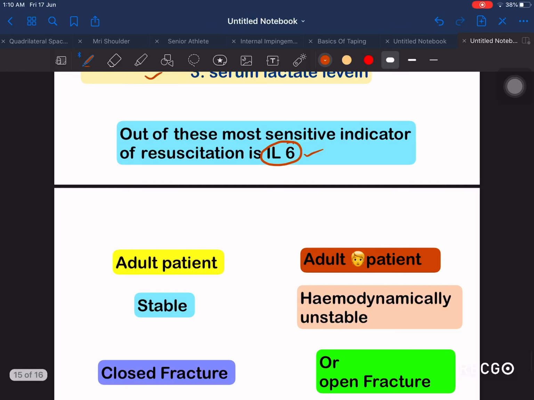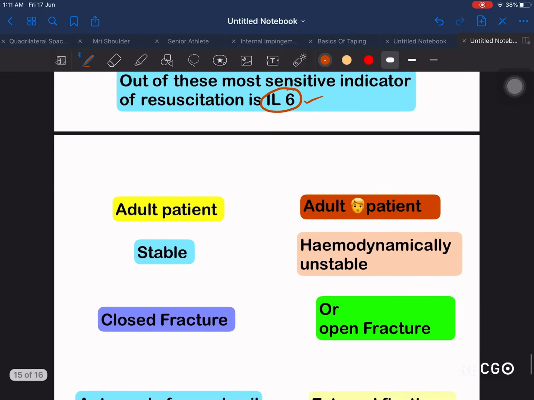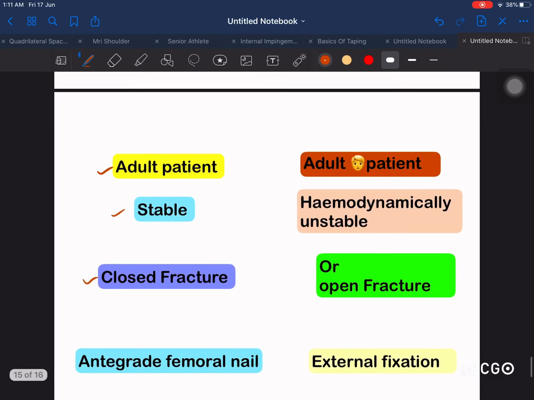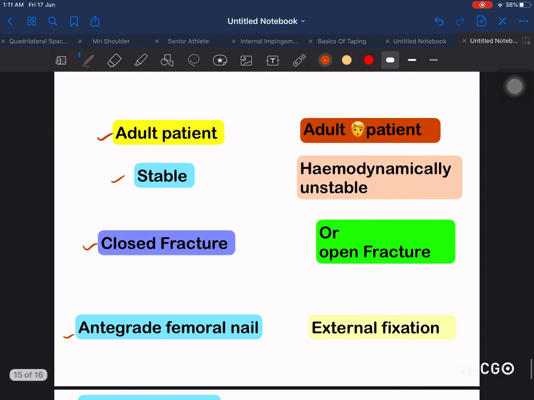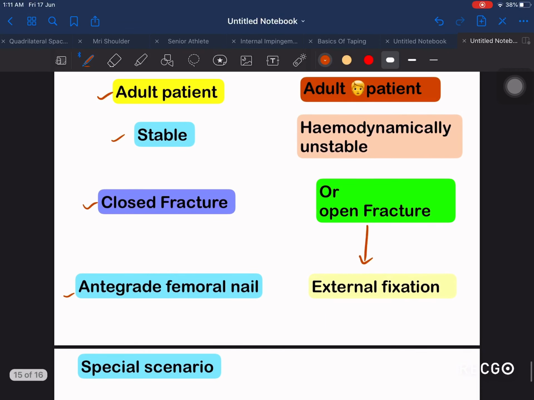Now, how do we manage this patient in terms of operative intervention? If the patient is an adult, vitally stable, and it is a closed fracture, we can directly go for the antegrade femur nail, which is known as the straight femur nail. If the adult patient is hemodynamically unstable, or has an open type femur fracture, then we will go for the external fixator, and we wait until the patient gets stabilized, usually 2 weeks. After that, we fix it with the femoral nail, the straight nail.